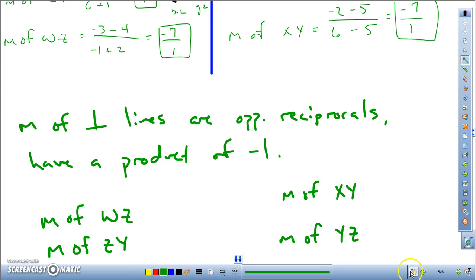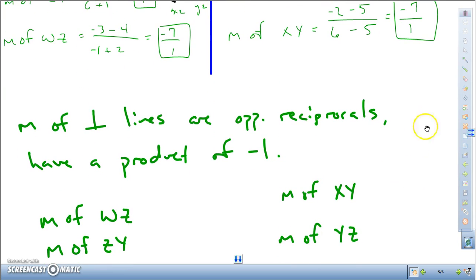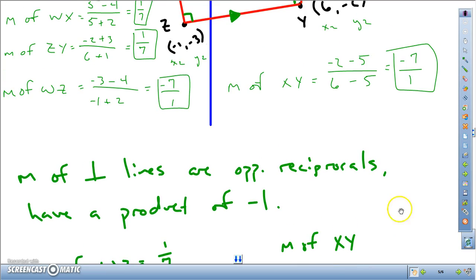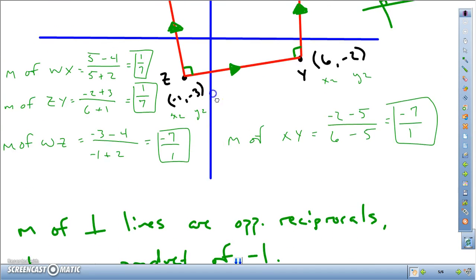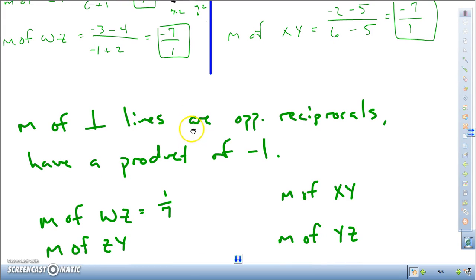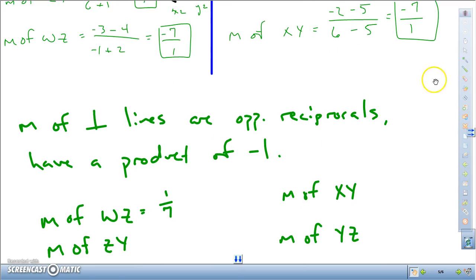I've got all my slopes written down. Slope of WX was 1/7. Slope of ZY was 1/7, and the slope of WZ was -7.